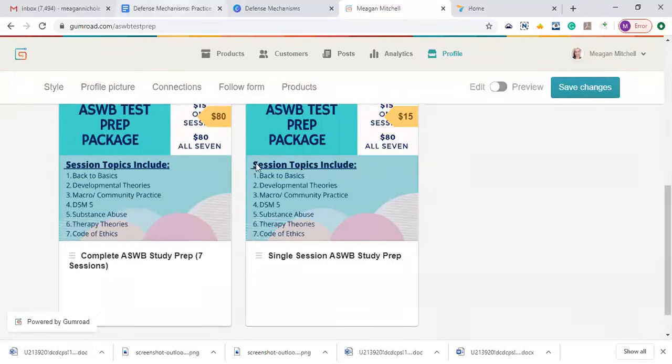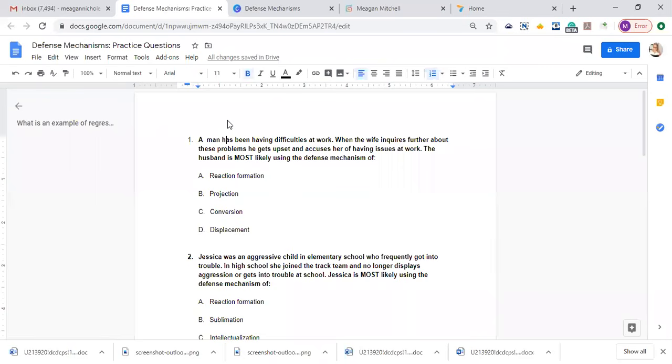So let's jump into our practice exam. The way it will work is I'm going to read it and then talk through the questions, talk through the answer choices, and discuss why each answer choice is or isn't the correct answer. So number 1, a man has been having difficulties at work. When the wife inquires further about these problems, he gets upset and accuses her of having issues at work. The husband is most likely using the defense mechanism of reaction formation, projection, conversion, or displacement.